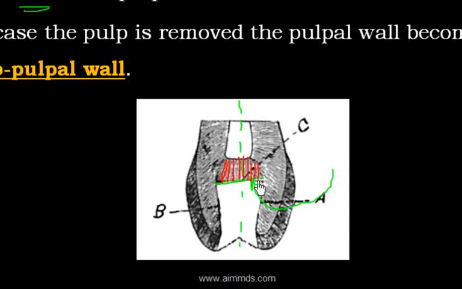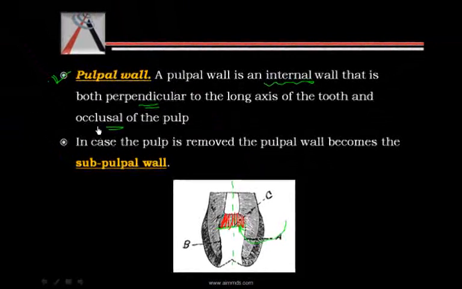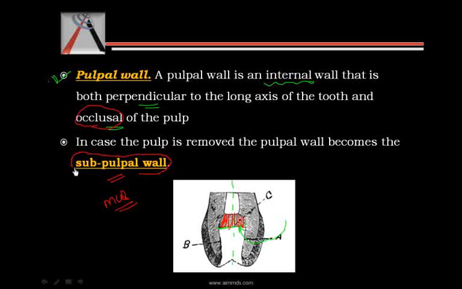Now in case there is a deep cavity and the pulp is removed, in that particular case we tend to remove this tooth structure and this wall no longer lies occlusal to the pulp and it becomes a subpulpal wall. This is an important MCQ. So in case the pulp is removed, the pulpal wall becomes the subpulpal wall, while we already saw that the axial wall becomes the external wall.